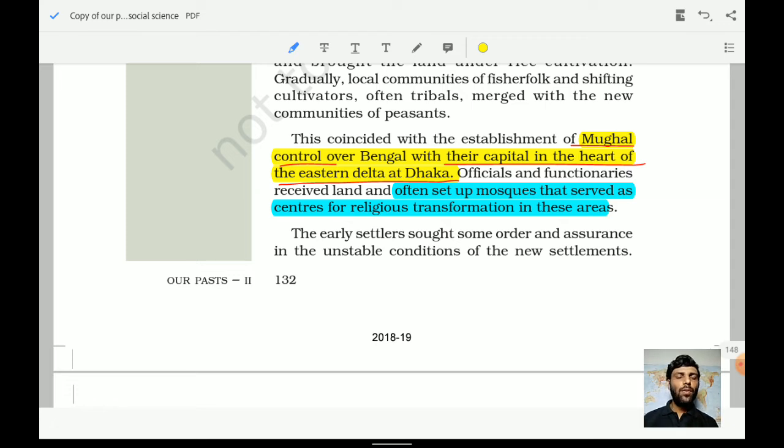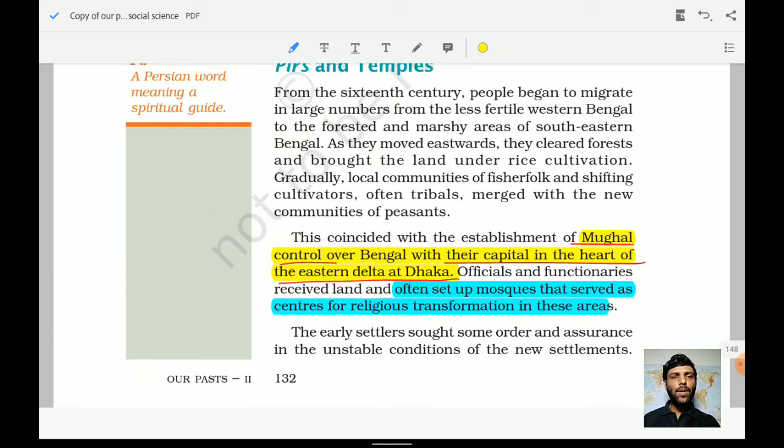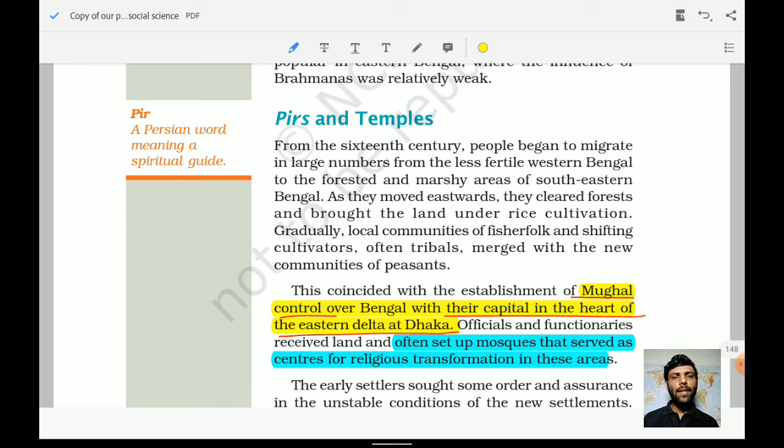Mughal control over Bengal had its capital in the heart of the eastern delta at Dhaka. Earlier in this chapter it was talking about how the western part was not so fertile, so people migrated to the eastern part. It was much more marshy. They cut down these areas, started to live there, and started cultivating rice. So a different type of culture developed in that part.